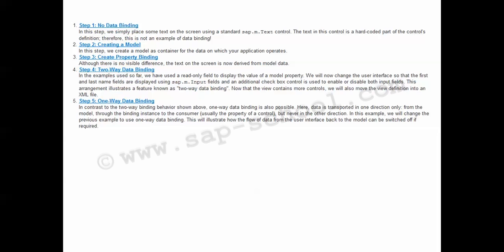off if required. So whenever the data flows from the consumer to the model and from the model to the consumer, that is called two-way data binding, and one-way data binding means that my data will flow only from the model to the consumer. It will never flow from the consumer to the model.